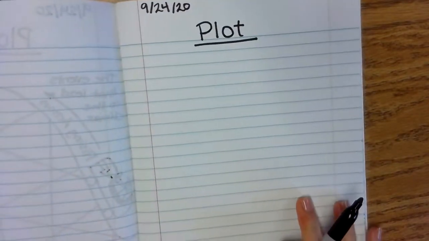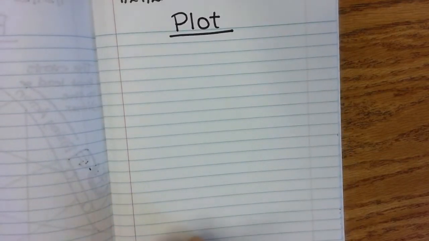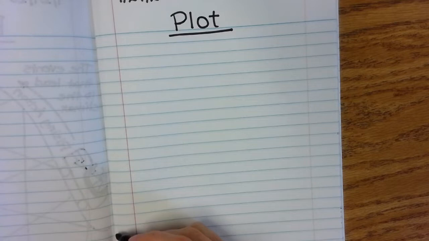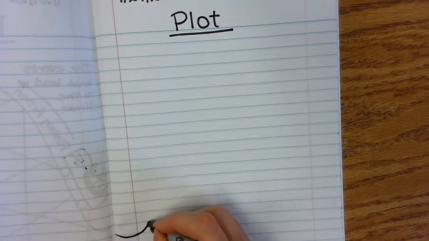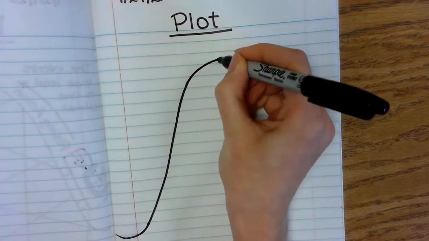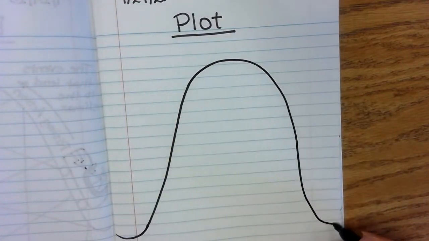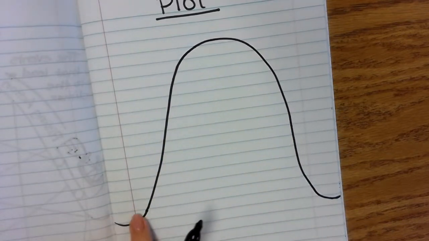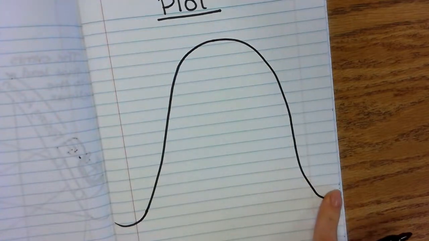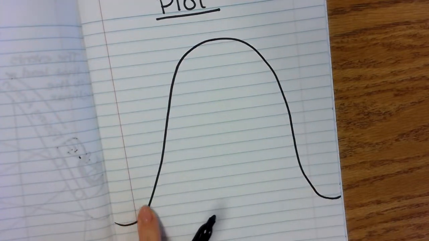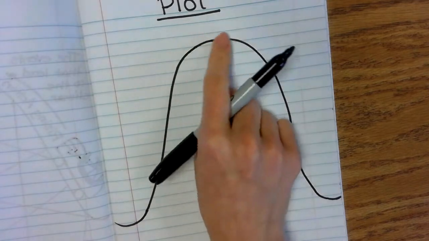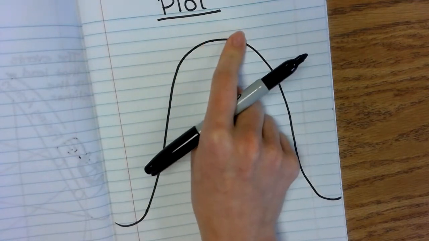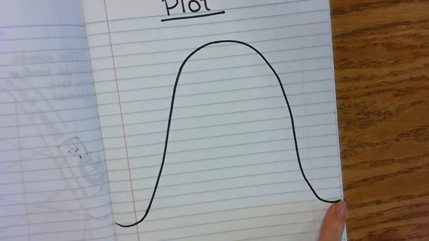And the plot or the story is kind of like a roller coaster. So we're going to draw a picture of a little roller coaster hill here, okay? So start down low, work your way up, and then back down. So basically, this is the feeling you get in a story from beginning to middle to end, okay? This is the beginning of the story, getting closer to the end. This is like the crux, the most exciting part of the story, and how the problem of the story is solved.